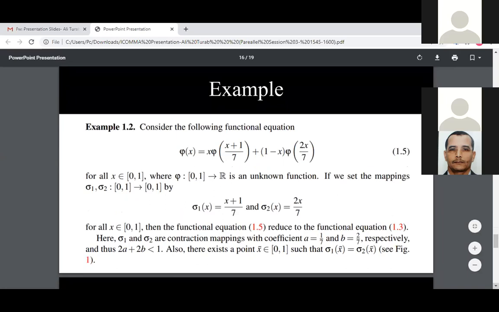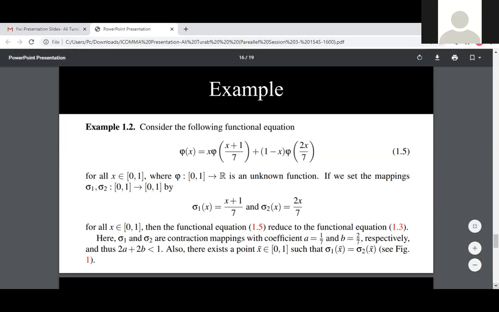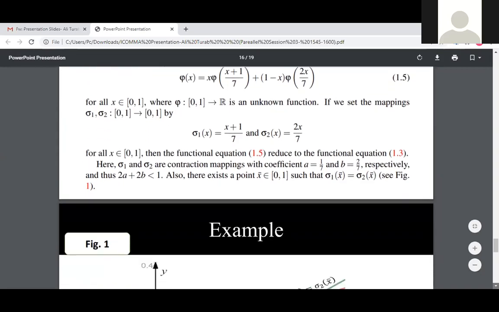So we consider the following functional equation. For example, sigma of x equals x sigma plus (1 minus x) sigma times 2x over 7, for all x belonging to the closed interval [0, 1], where sigma is an unknown real-valued function. If we set the mappings sigma 1 and sigma 2 by sigma 1 of x equals (x plus 1) over 7 and sigma 2 of x equals 2x over 7, then our functional equation 1.5 reduces to the functional equation 1.3. Now we have to apply our main theorem on this function.